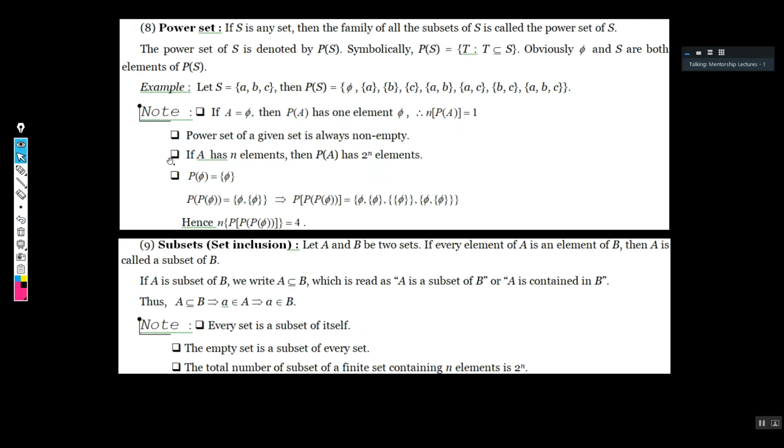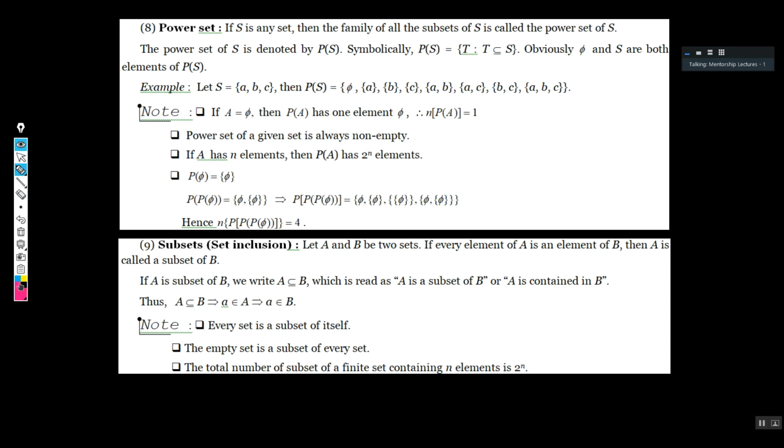Okay. Now, very important one is the power set. In the name itself, you have the meaning of it. Power set is that set which constitutes or which consists of all the subsets. So, power set is a set which is containing all the subsets, please.